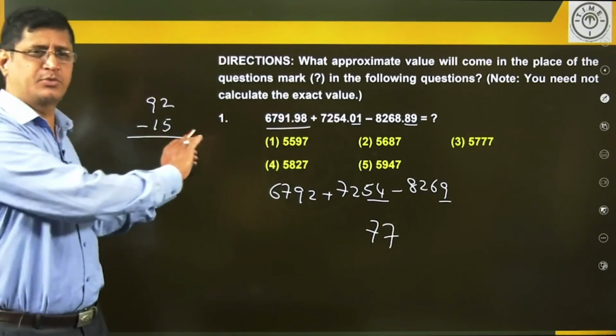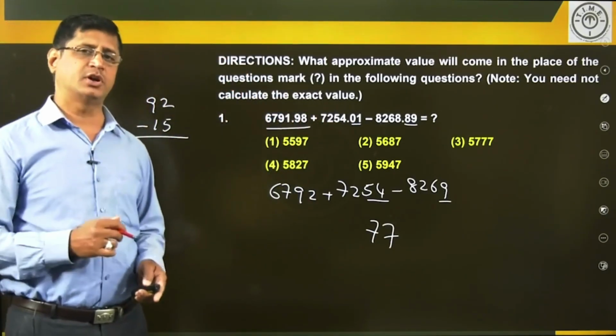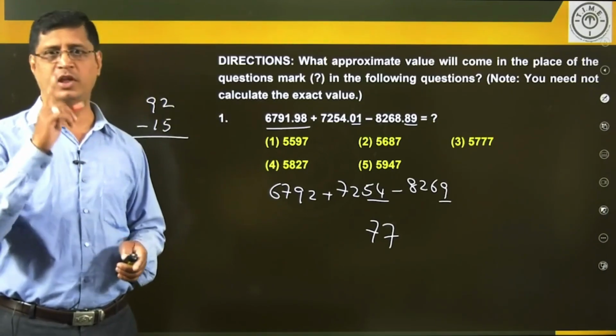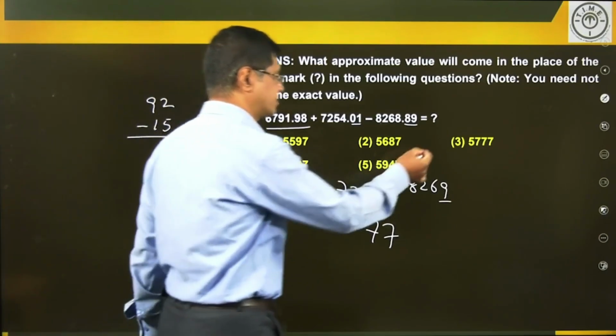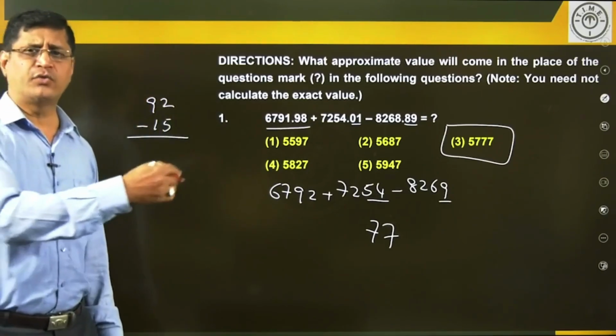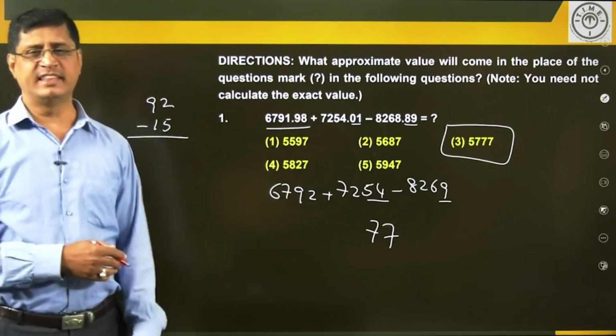Dear students, just observe the options here. In which option does the answer end with 77? Only one choice. So, what is the right choice? Option number 3. You need not find the further value directly. You can move to the next example.